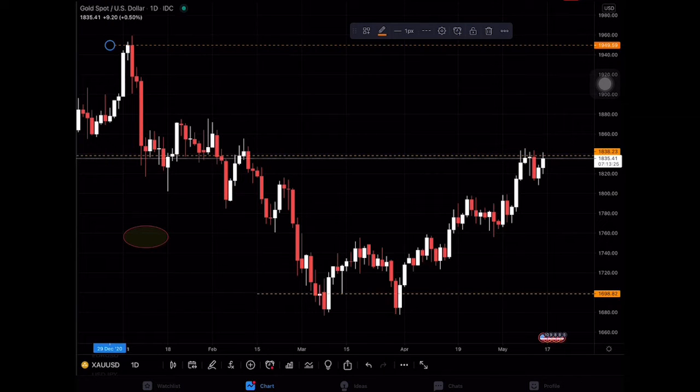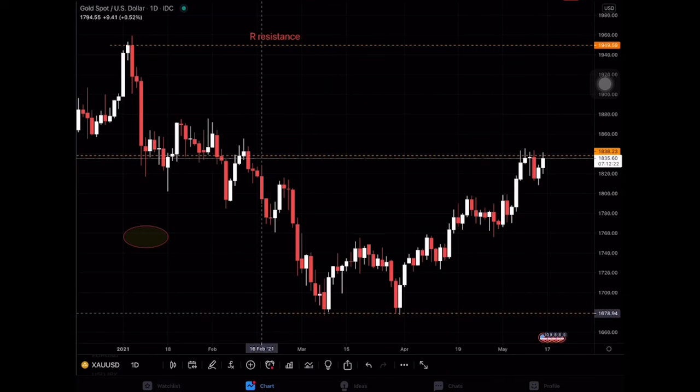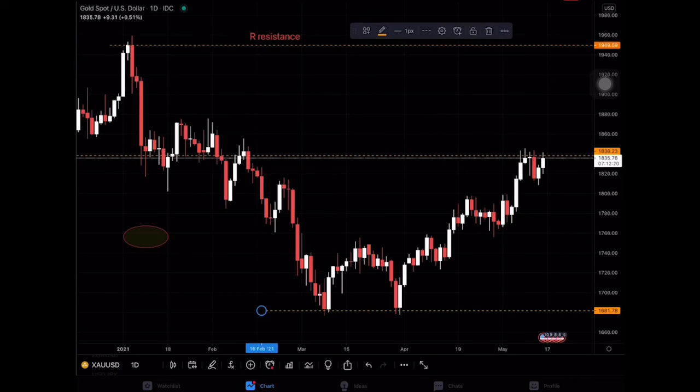Why do we look at daily first? Because we need to find the direction first. Where does the current chart want to go? Okay, so we first mark this as our resistance. This is our resistance. And now we mark here, this is our major support. So now we know where our resistance is and where our support is. This is for the daily time frame.